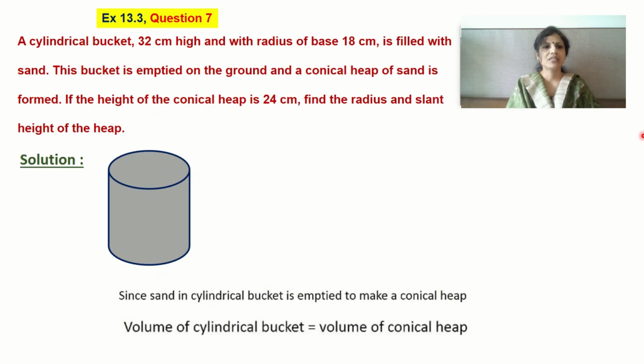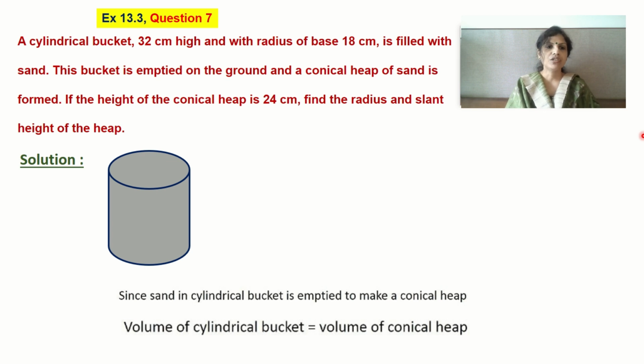The question is, a cylindrical bucket 32 centimeter high and with radius of base 18 centimeter is filled with sand. This bucket is emptied on the ground and a conical heap of sand is formed. If the height of the conical heap is 24 centimeter, find the radius and the slant height of the heap.